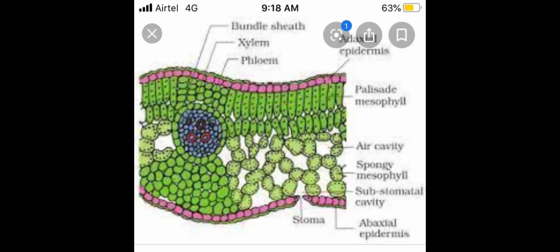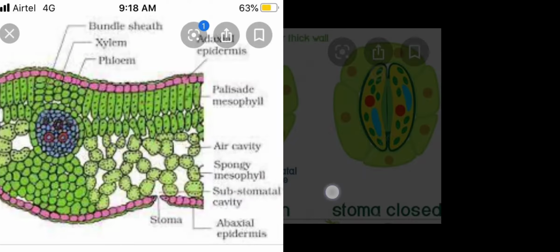As I have already mentioned, the lower epidermis is non-continuous and it is broken or interrupted by the presence of tiny pores, which are known as stomata. Now stomata are known as the nose of a plant. The gaseous exchange occurs through stomata, that is the CO2 moves in and O2 moves out during the process of photosynthesis. Now let us look at the structure of stomata first.